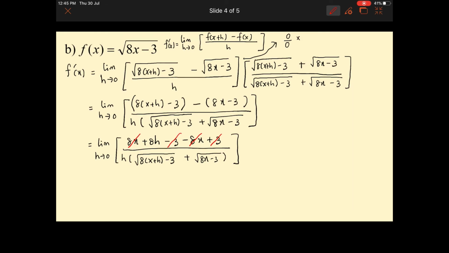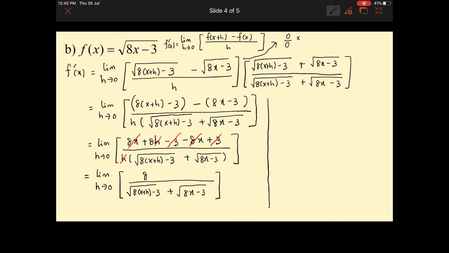So now you can detect for numerator part you only have 8h, and for denominator part we have a common factor of h. So obviously h also can be cancelled out. Now just copy back your simplified version. So limit of h approaches 0 of, for numerator part we only have 8 there. Denominator part we have surd of 8x plus h minus 3 plus surd of 8x minus 3.